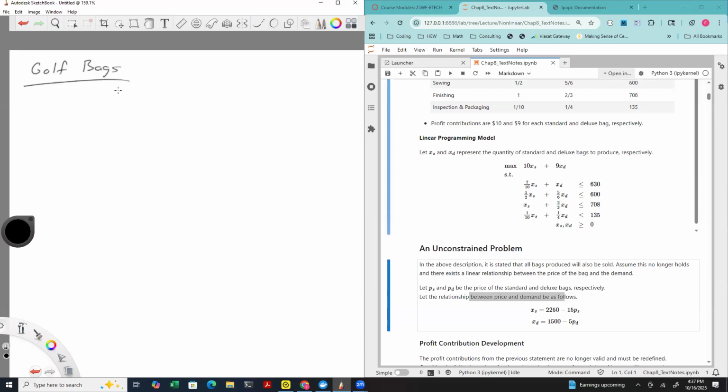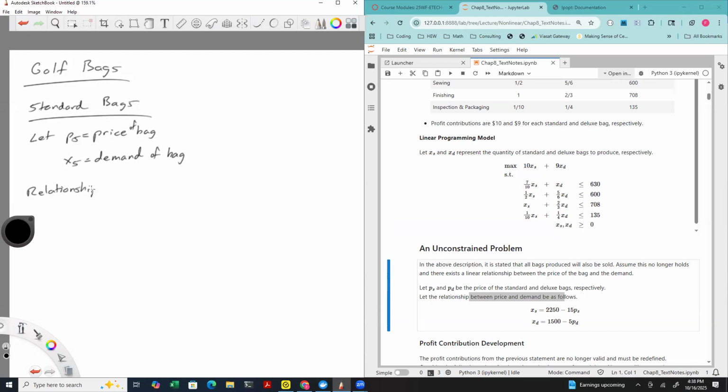All right, so we need to be thinking about these relationships. If I look at just the standard bags, P sub S represents the price of the bag, the sell price, and X sub S is the demand of the standard bag. They're related. The relationship given is X sub S is equal to 2250 minus 15 P sub S. So these things are no longer independent. They follow this relationship, which appears to be linear between the two of them.